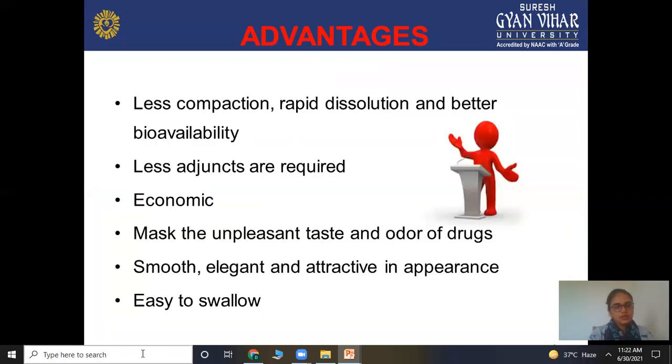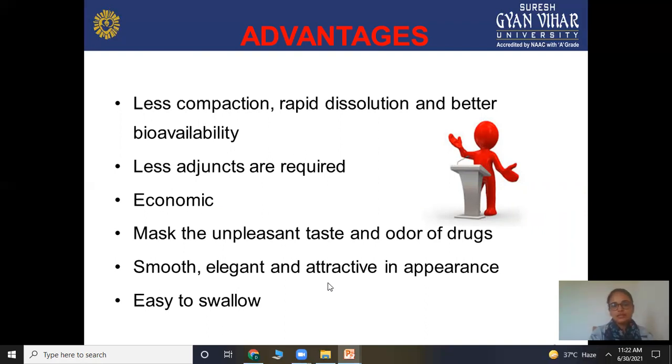Next are the advantages of the hard gelatin capsule: less compaction, rapid dissolution, and better viability. It requires less compaction, rapid dissolution is observed with the capsule, and better viability is also observed. So rapid dissolution and good viability are observed with this capsule formulation.